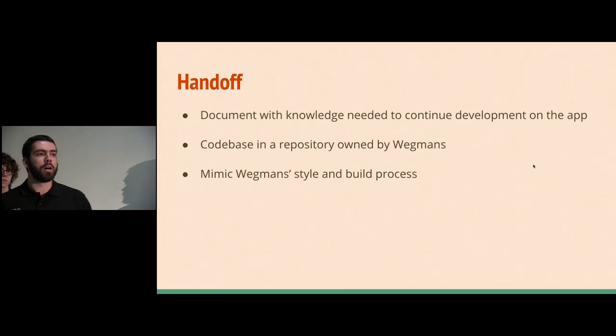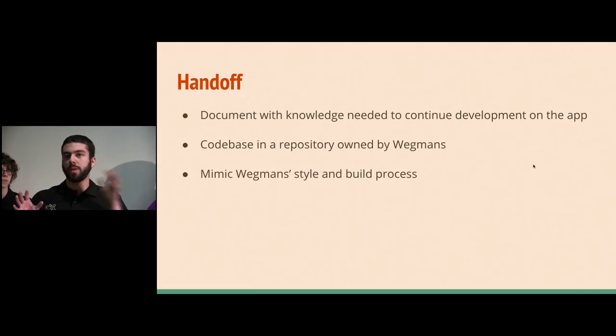The code base is already in a repository they own, so we didn't have to worry about any of that. And one of the things we did fairly early on in this process is follow Wegmans' style guide, their build patterns, their Git branching, so that when a development team picks this up, it will look just like what we've been doing, but with different people running it. You can't get it perfect, picking up a new project is always hard, but we wanted to eliminate as many of those blockers as possible, so that it would be easy for them to work with.